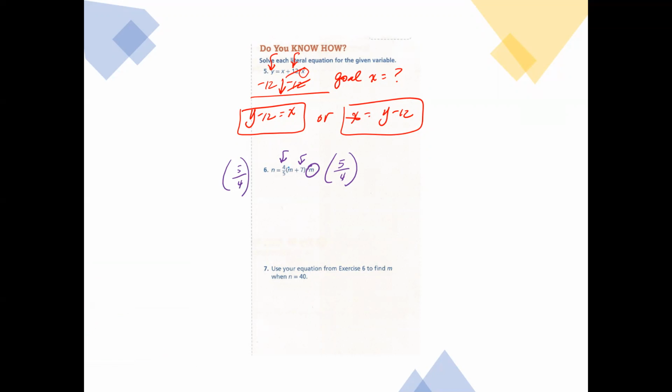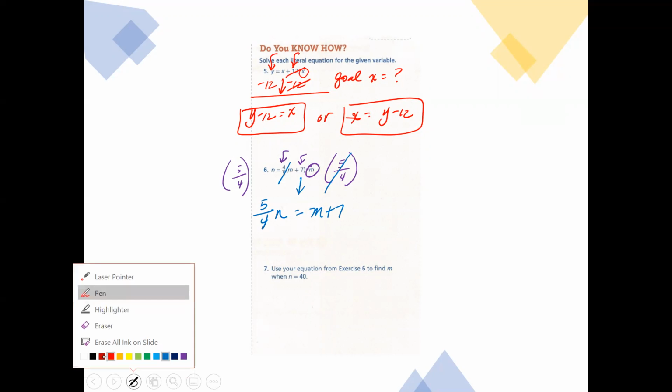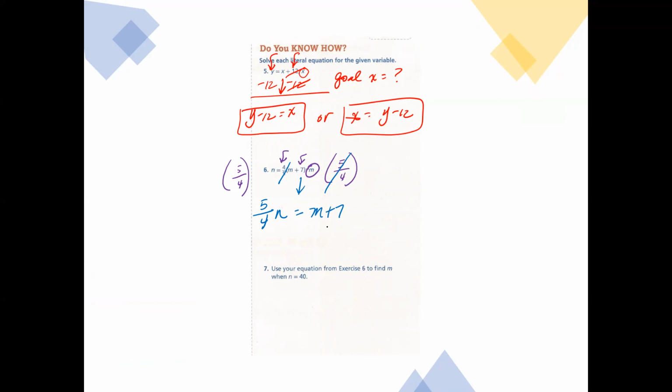When I do that, 4 over 5 times 5 over 4 cancels, and I have m plus 7 on the right side. On the left side, you have 5 over 4 n. Next up, I want to get rid of the 7. Opposite of a positive 7 is a negative 7. So positive and negative 7 cancel on the right side. M is now by itself. You cannot combine the n with 7, so you just write them separately. So 5 over 4 n minus 7. And that is your answer.